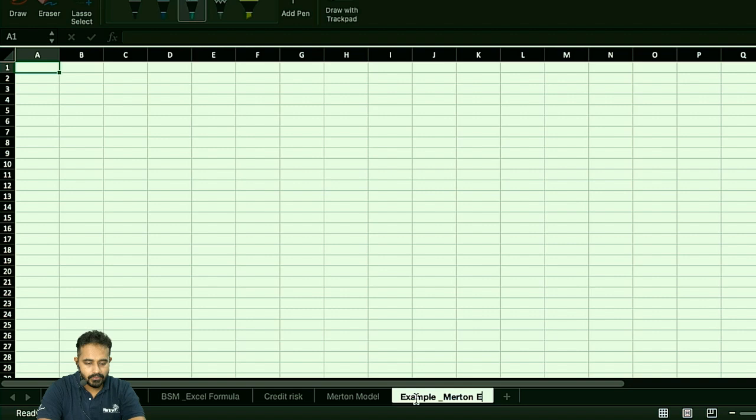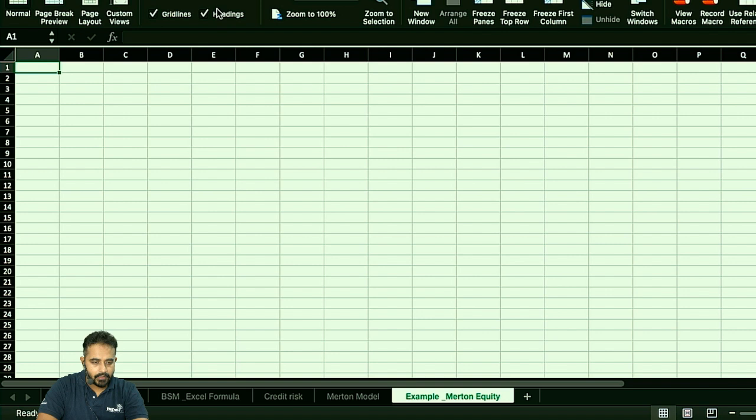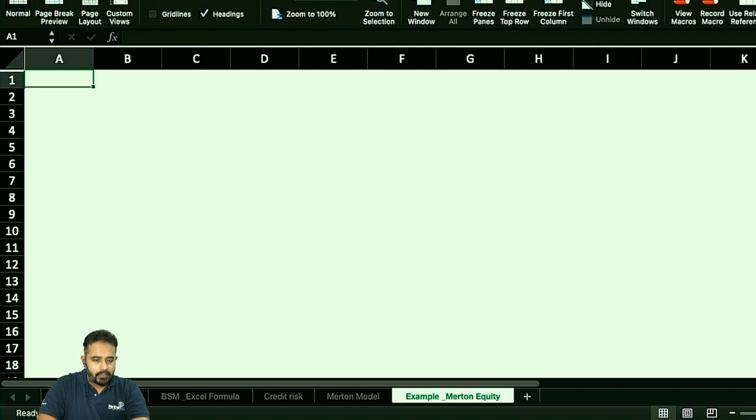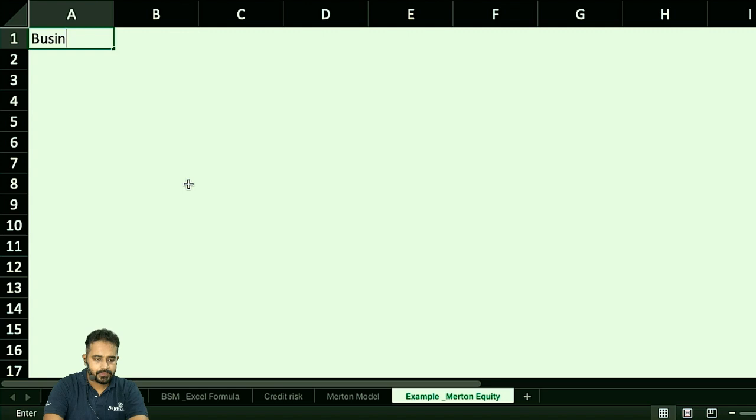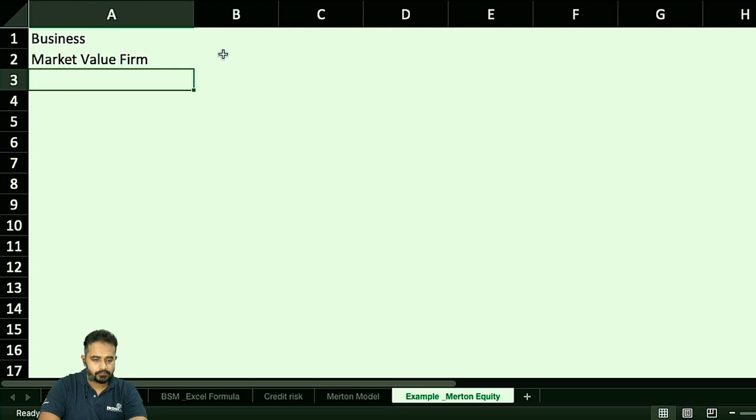All right, so let's set up a beautiful example for ourselves. Let us say we have a business which has a current market value of the firm. Market value of the firm, let's say, is equal to, let's put in some random number, let us say 1000.